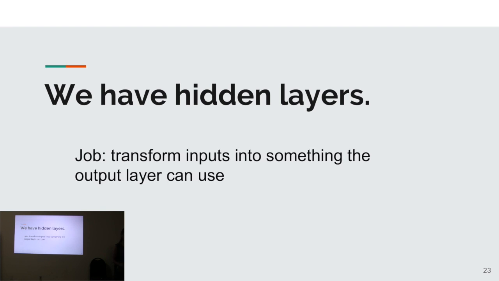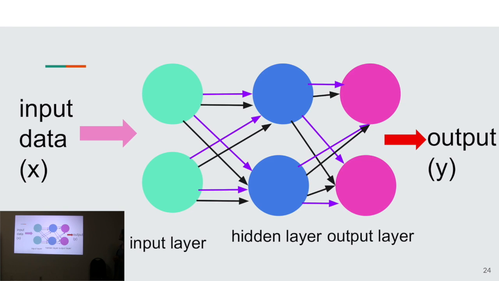The hidden layer's job is to take the input and transform it into something that the output layer can use. Because sometimes the input is an image, and you want the output to be a probability of whether it's a cat or a dog. So this transformation is the job of the hidden layers. Here is a sample diagram.